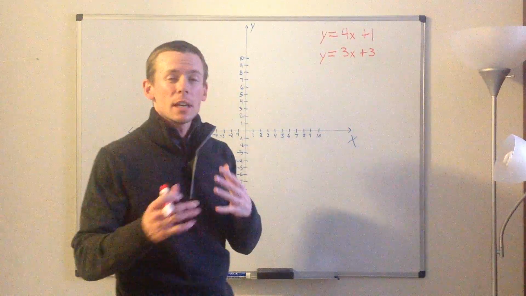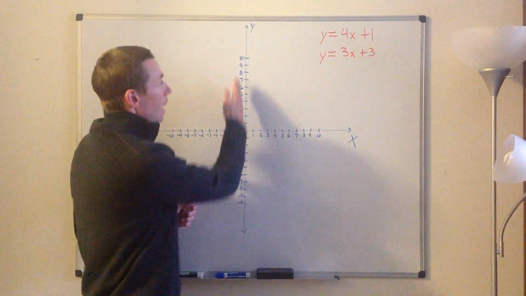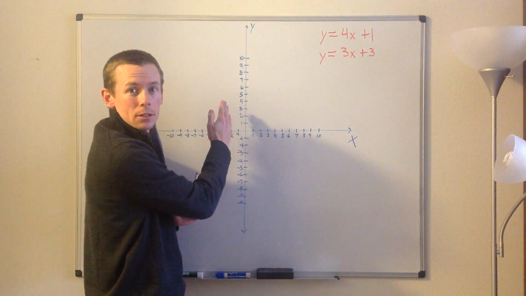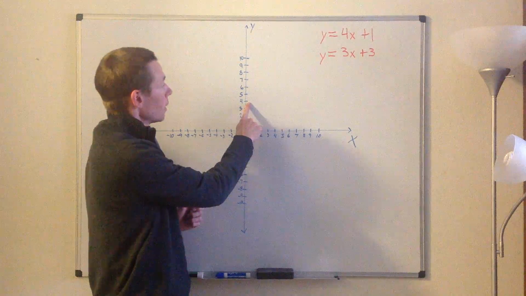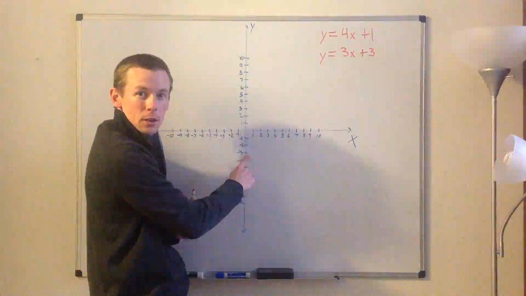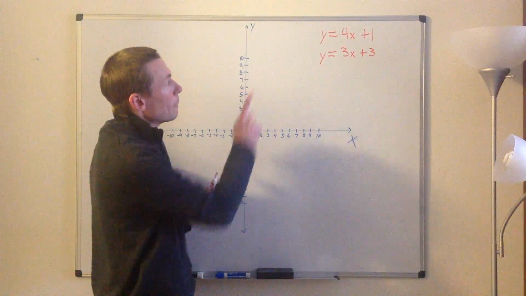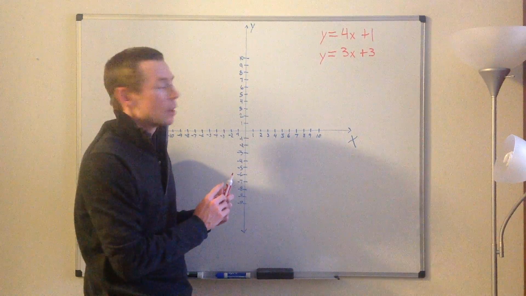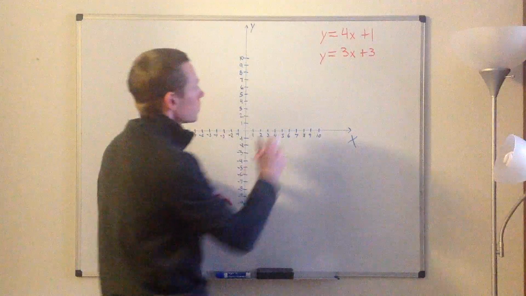So for instance, just to give an example of that as a quick review, remember that every point on the y-axis, the x-coordinate is 0. So for instance, this point right here is 0, 4. This point right here is 0, 6. This point right here is 0, -3, 0, -8, and so on. So if we put 0 in for x, all we're going to be left with is y equals a certain number.